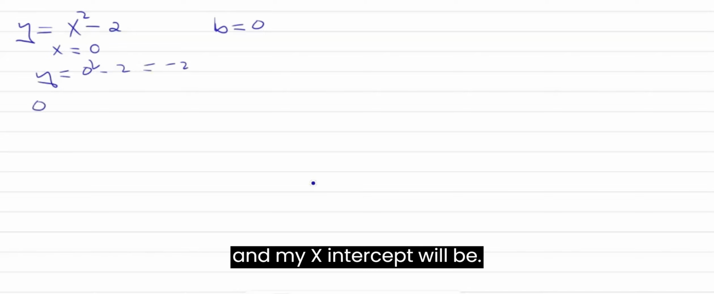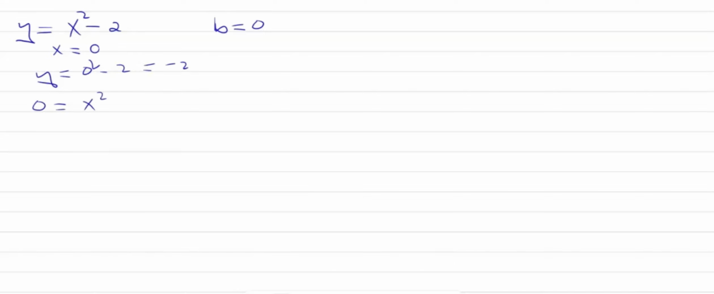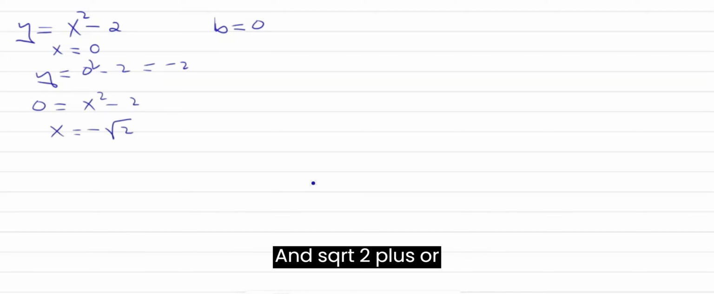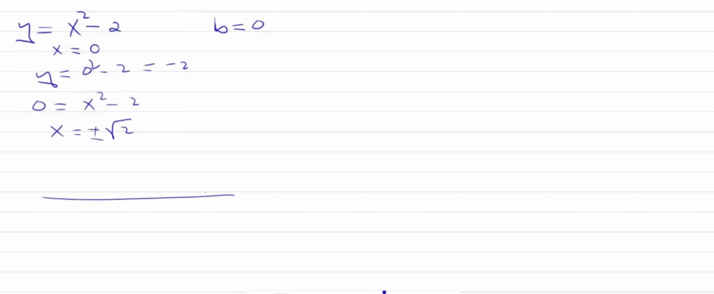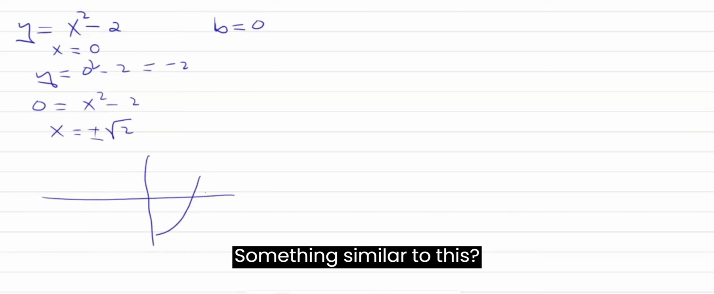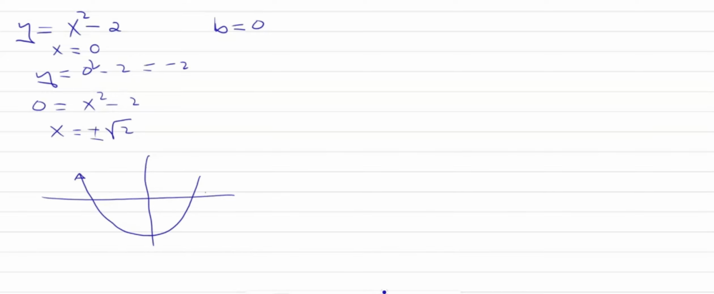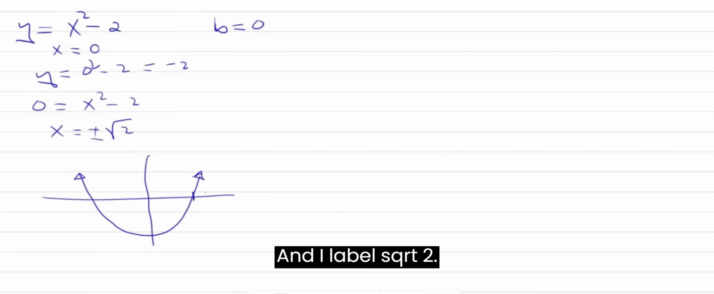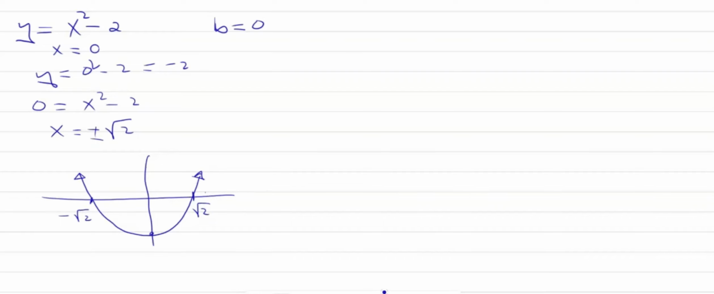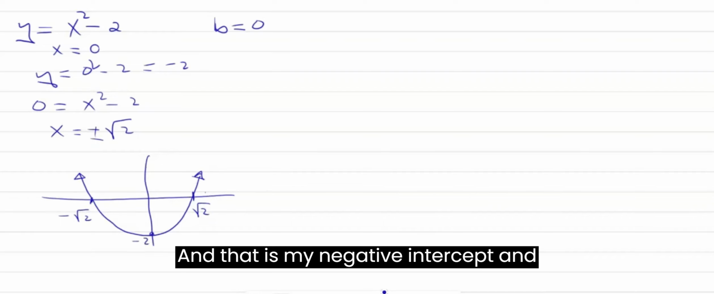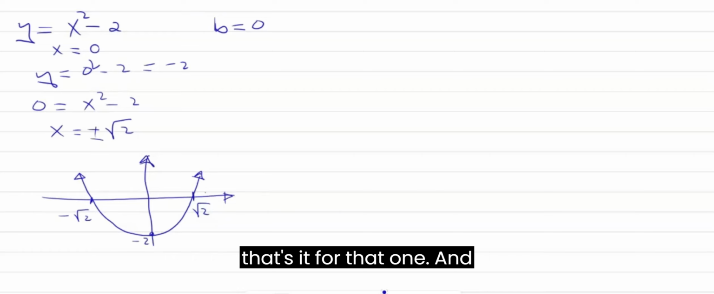And my x-intercept will be square root of 2 plus or minus. So that means my function will be something similar to this. And I label the square root of 2, leave it in a surd form, and that is my negative intercept. And that's it for that one.